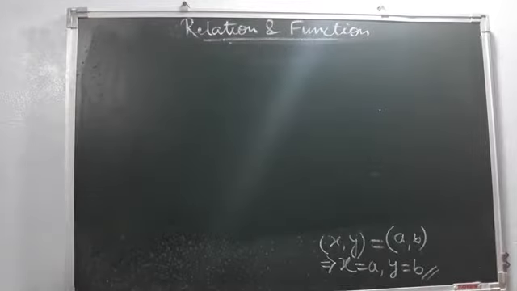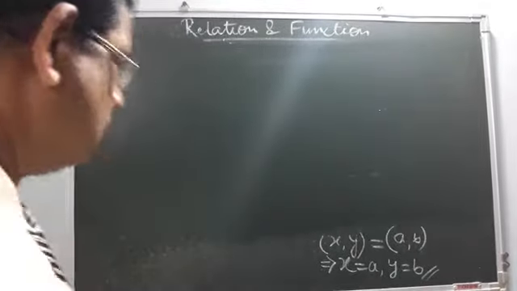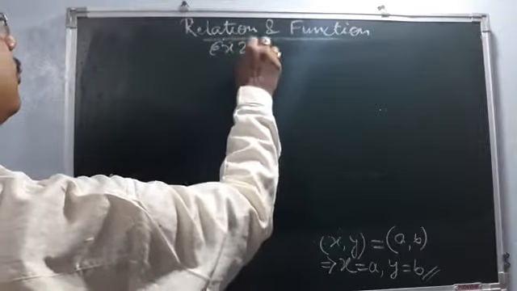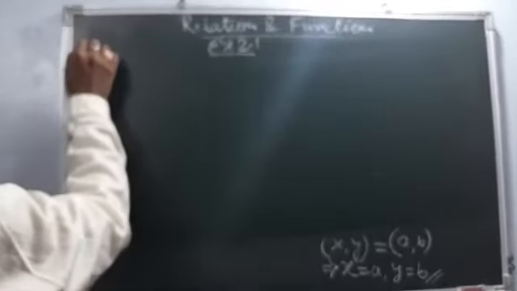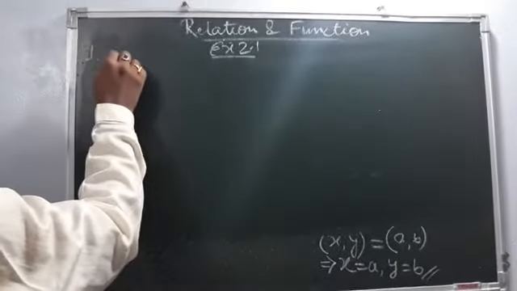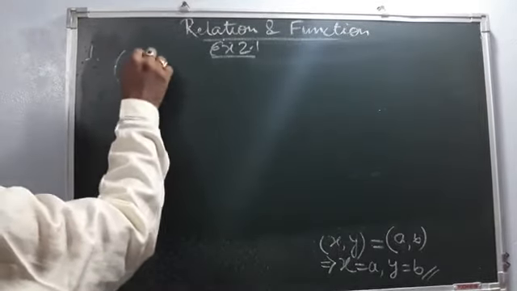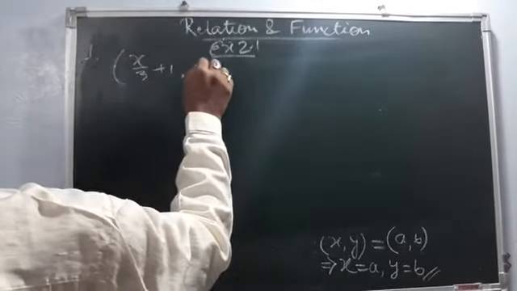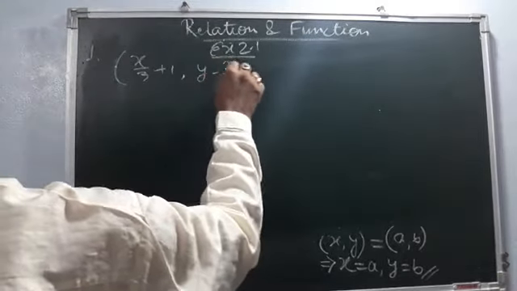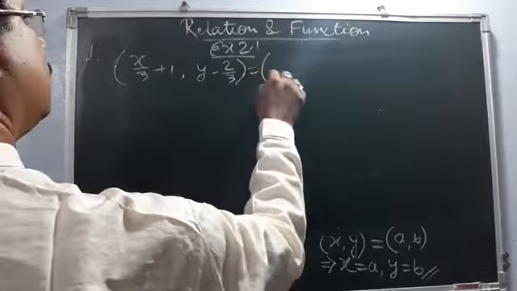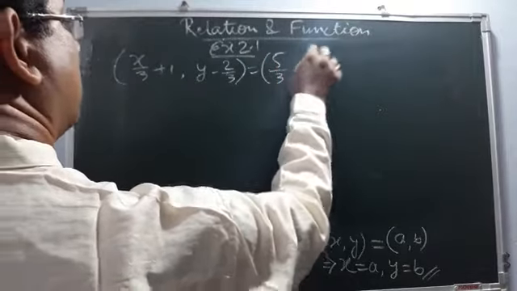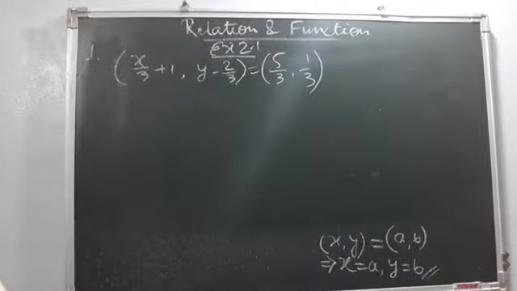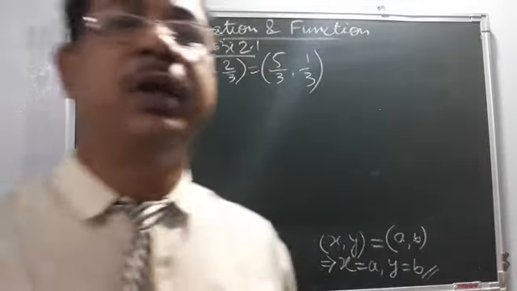So if we start our exercise 2.1, given x by 3 plus 1 comma y minus 2 by 3 is equal to 5 by 3 comma 1 by 3. Oh, I forgot to tell that language problem is also a matter.